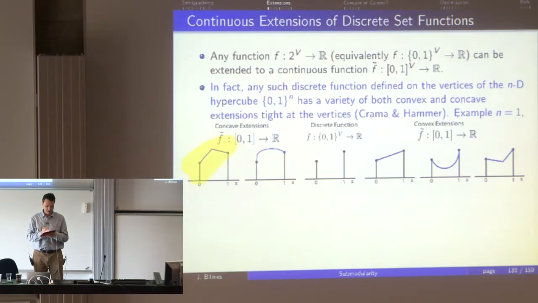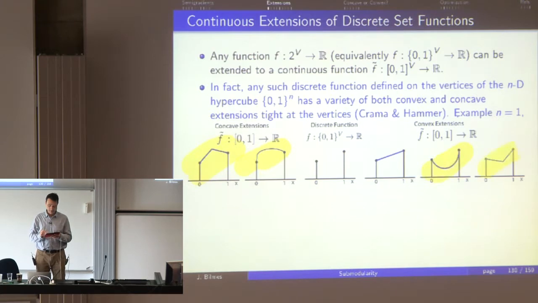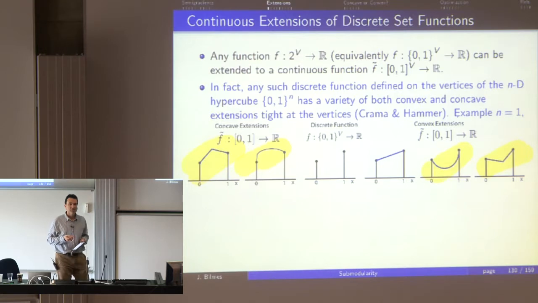And you can extend it in this concave way, or you can extend it in this convex way. And there's lots of different concave and convex extensions. In fact, there's an unbounded number of them. And the question is, how do we get useful ones? One thing we might be interested in is the convex envelope. In the case of a convex extension, we're interested in the largest convex function that agrees with the points that you've got in the discrete world.